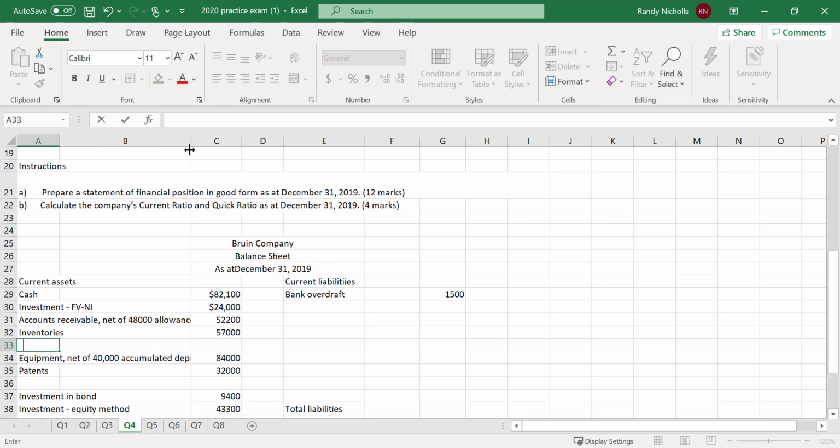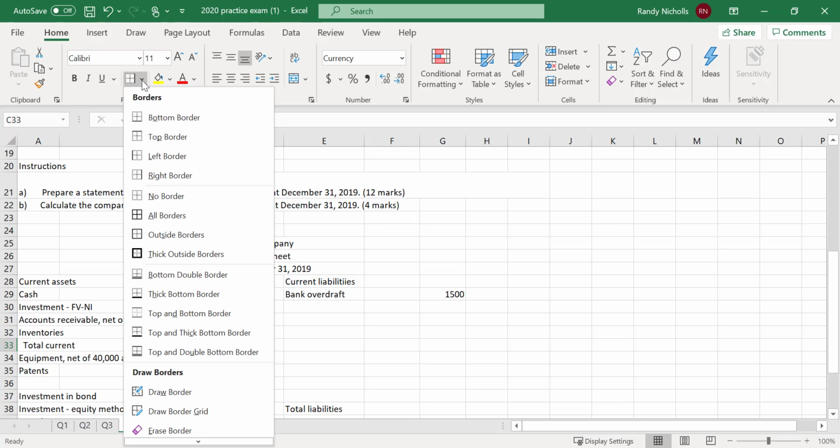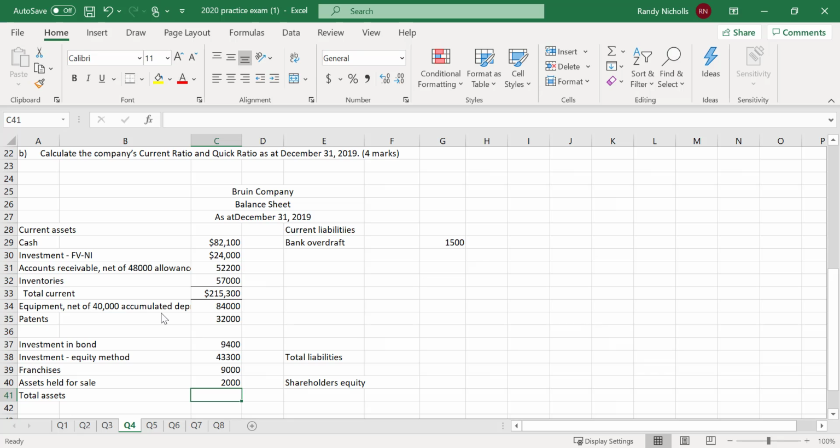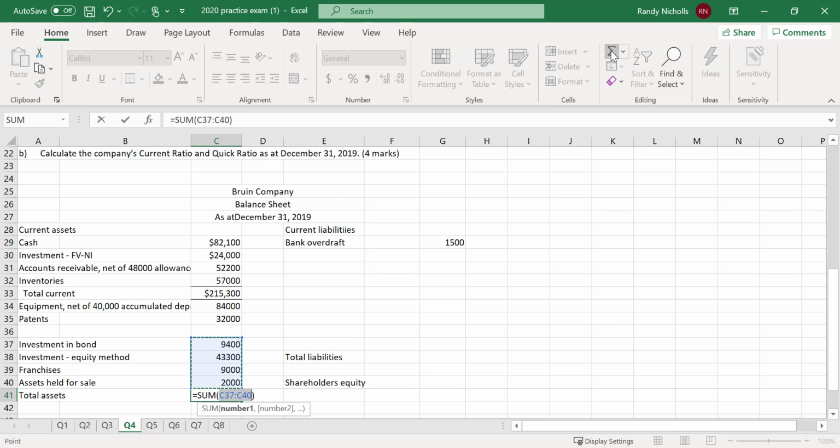Okay, so let's just stick my total current in here because I do need to total my current assets. Throw some underscores in just to make it pretty. And then these were all my long-term ones, so my total assets includes the current.